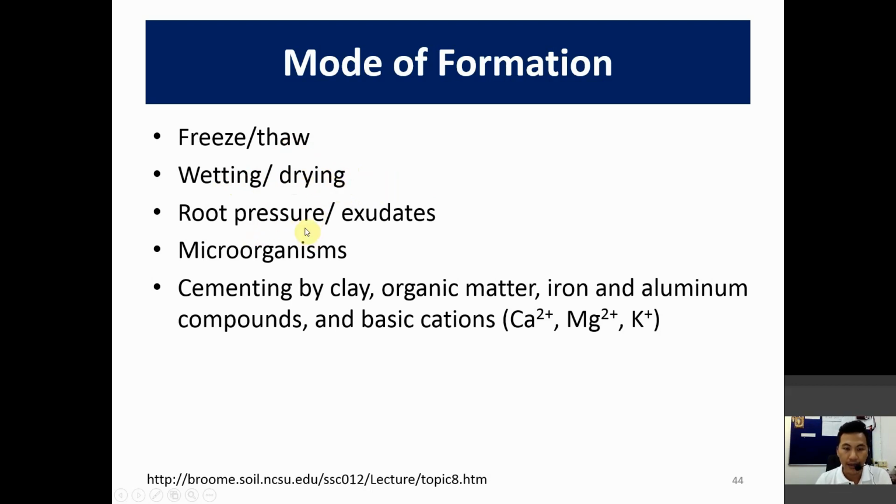Roots and some other microorganisms can produce some sort of carbohydrate or polysaccharide substance that can help hold the soil particles together, forming the aggregate. That is also important. And for chemical processes, this totally depends on the stabilizing agents like clay, organic matter, iron and aluminum compounds, and also the basic cations like calcium and magnesium, and recently potassium would work for tropical soils as well.